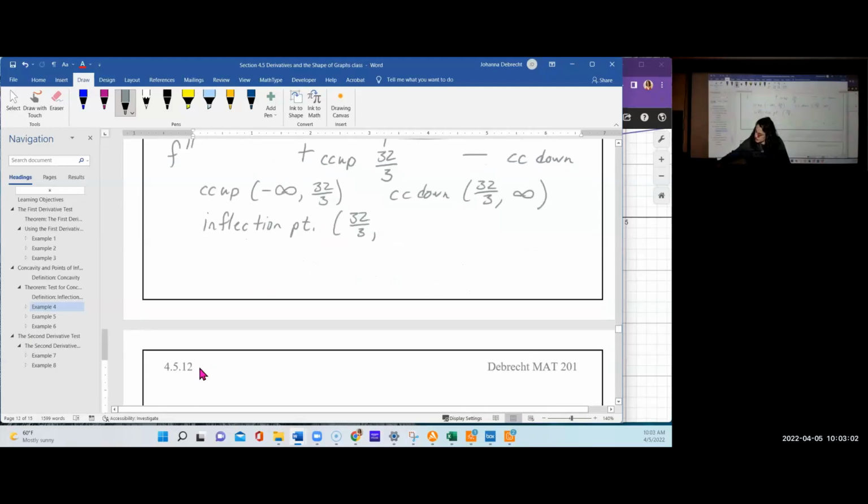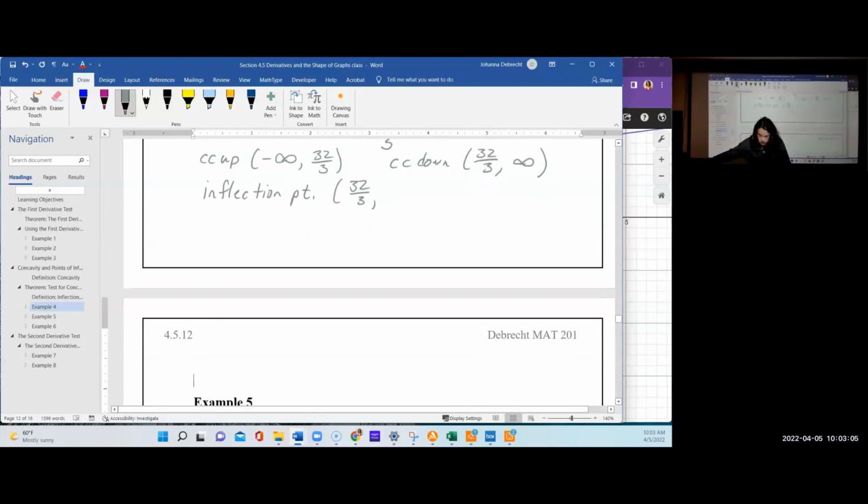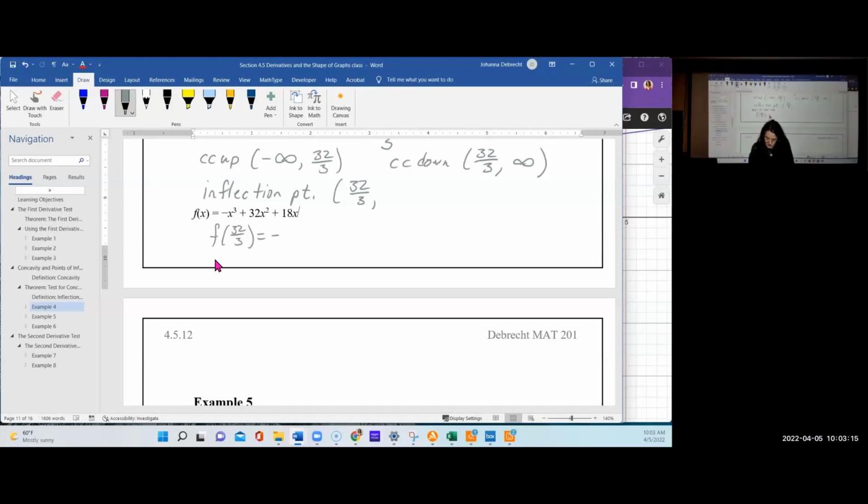So the original function, creating a little more space than I anticipated. There's my original function. So f of 32/3 is negative times 32/3 cubed plus 32 times 32/3 squared plus 18 times 32/3. You will definitely want to have a calculator that you are comfortable using for the third exam, because these require a lot of calculator use.